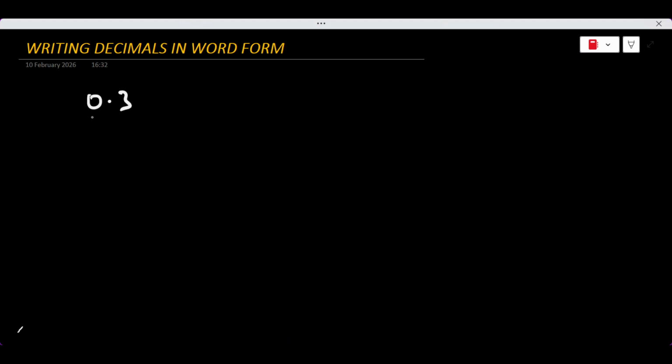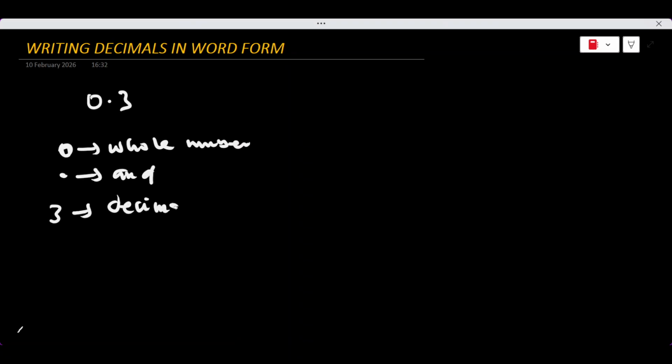So remember, we have 0 here, and then we have a point, so the 0 is the whole number, and then we have the decimal point for "and", and then we have 3 for the decimal part. Now remember, what is the last digit? What is the place value for the last digit? It's at the tenths position.